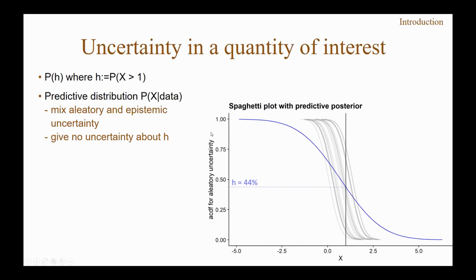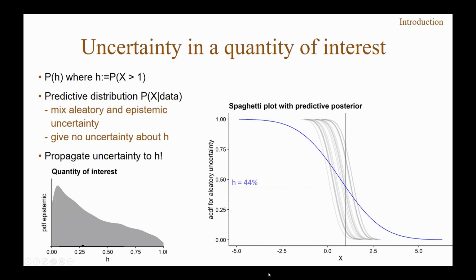So therefore, if we instead go for the alternative to propagate uncertainty to H, it means that we are sampling distributions for x over the parameter space, and for every sample of gray lines, we derive the probability that x exceeds 1. And then we get an uncertainty in this probability that x exceeds 1, or H. And this quantity of interest seems to be very uncertain. So if I would, for example, summarize this uncertainty by taking the expected value, I would get 34, which is not identical to 44. And I could summarize it into a probability or credible interval, which would say that I'm 95% certain that the quantity of interest lies between 2 and 85%.